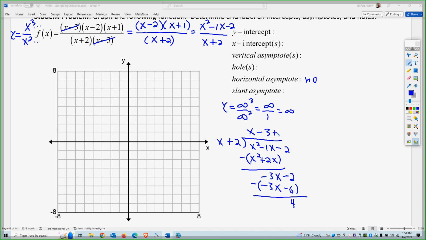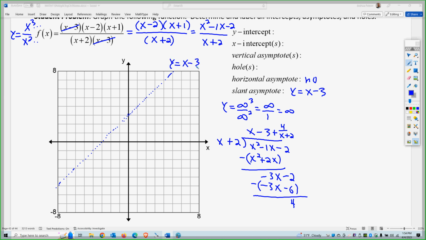So I'm left with plus 4 over x plus 2, which that remainder will not matter, because if you plug infinity into there, 4 over infinity is nothing. So essentially you're left with y equals x minus 3 as your slant asymptote, which means it has an intercept of 3, and it has a slope of 1 over 1. So that is y equals x minus 3, the slant asymptote line.